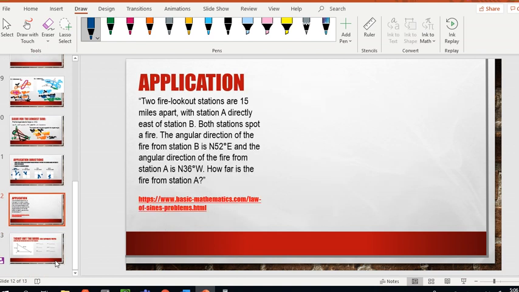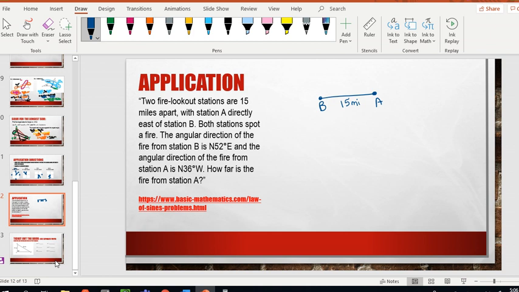With that said, let's look at this. Two fire stations are 15 miles apart. One's directly east of the other. This is supposed to be a horizontal line. It's 15 miles apart, with station A directly east of B. So that means B goes here, A is over here.